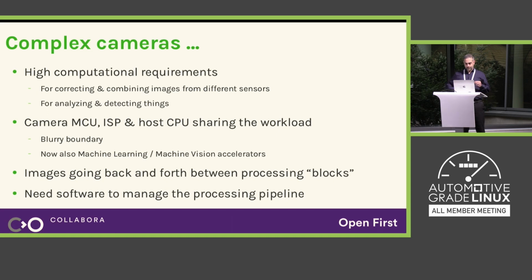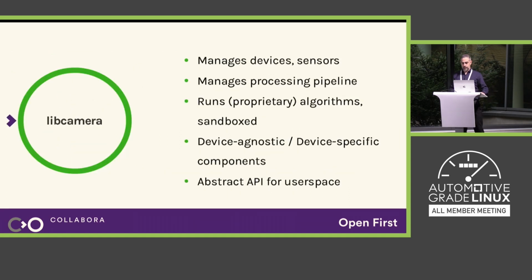And all of that basically leads to images going back and forth between different blocks, and these blocks might be anywhere in that pool of resources. So we need something that can manage this, can make a pipeline or that programs all these different sensors, ISPs, CPUs, whatever, to generate a final output. And that software is libcamera.